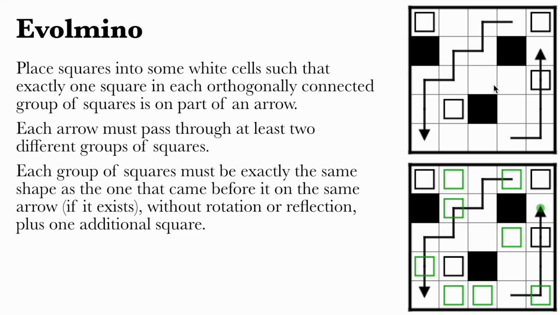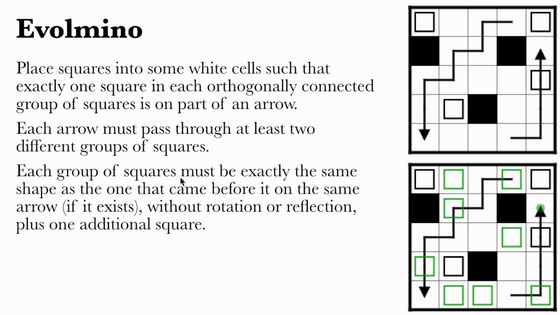So we can see that in this example solution. We have squares like this one that are on an arrow, and all of the other squares in that polyomino are not on the arrow. So there are none that are completely off an arrow and none that have two squares on the same arrow. Each arrow must pass through at least two different groups of squares. So we can't have any arrows in the grid with no squares on them at all, or only one group of squares, only one polyomino touching them.